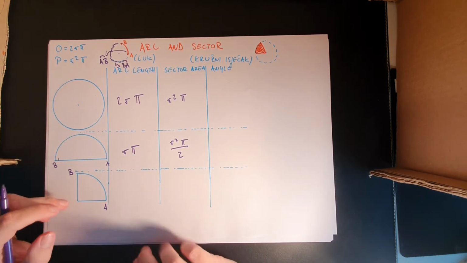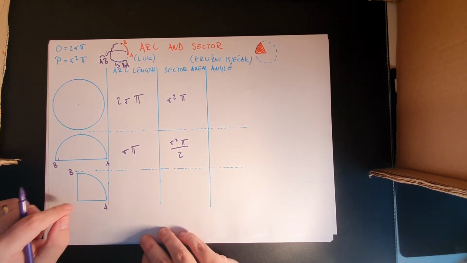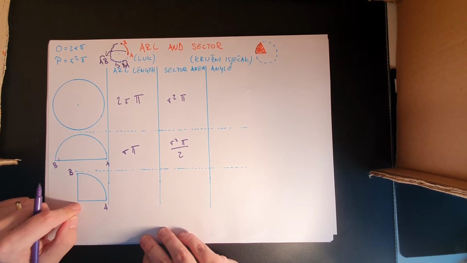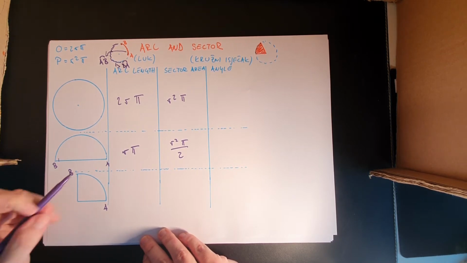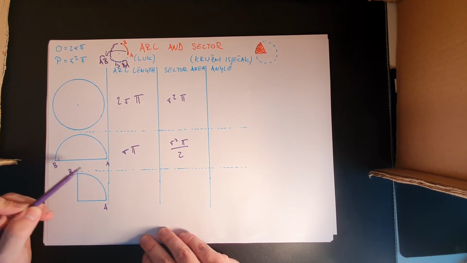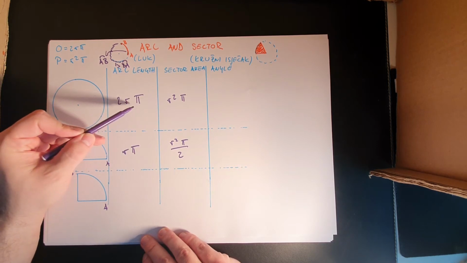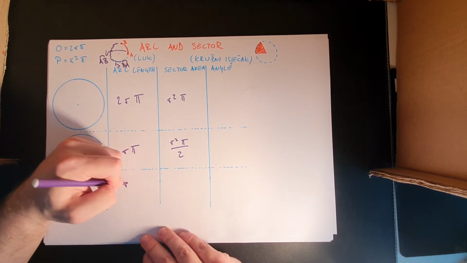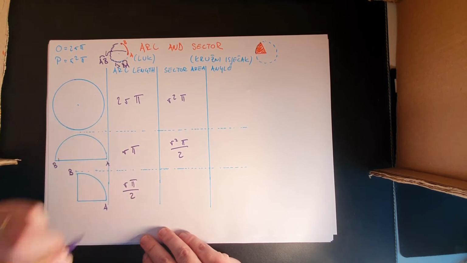Okay, let me go back to the quarter of the circle. For the quarter of the circle, this means that I have a quarter of the circumference, just the quarter, and this is the length of the arc. So a quarter of 2rπ is going to be rπ over 2. Hopefully you know how I got to this.